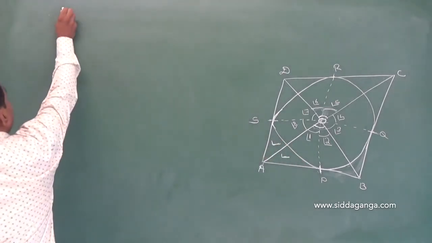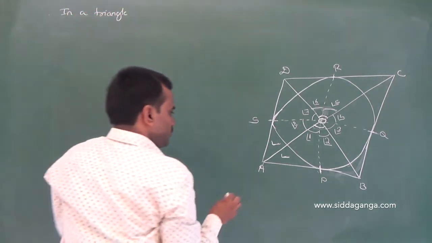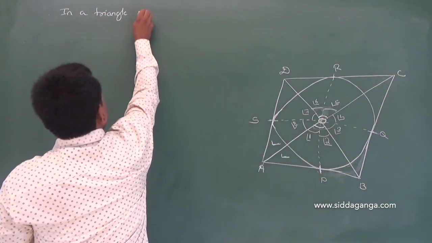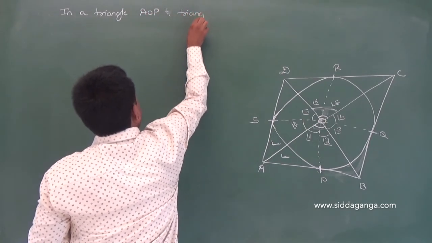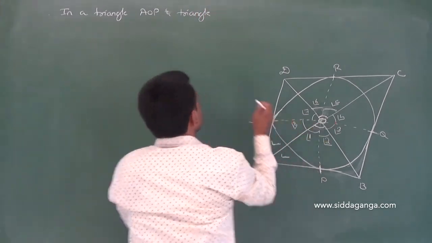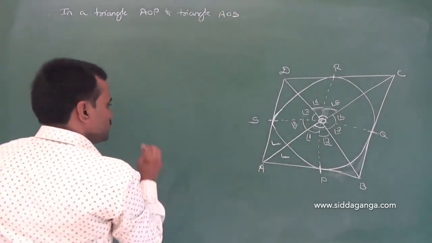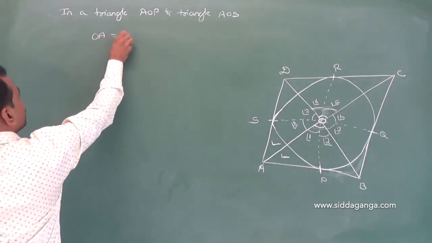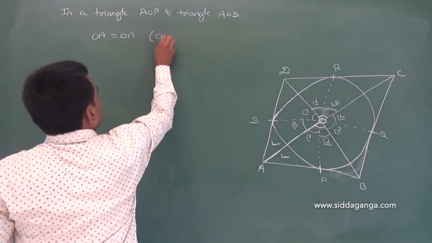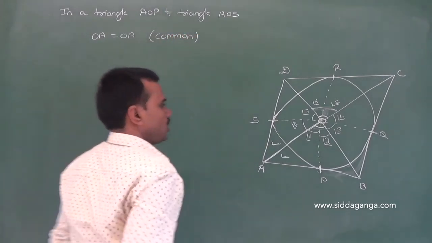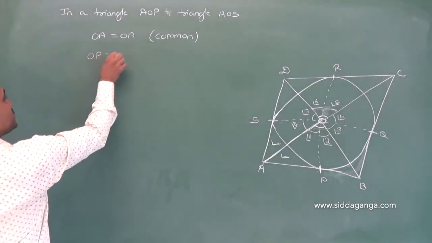These two angles, in triangles AOP and AOS. See, OA is equal to OA, common. Correct? Common. And observe again, OP is equal to OS.